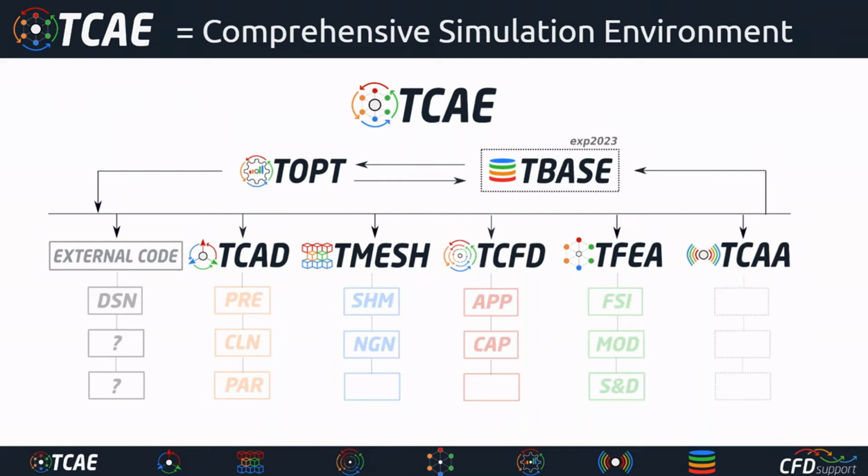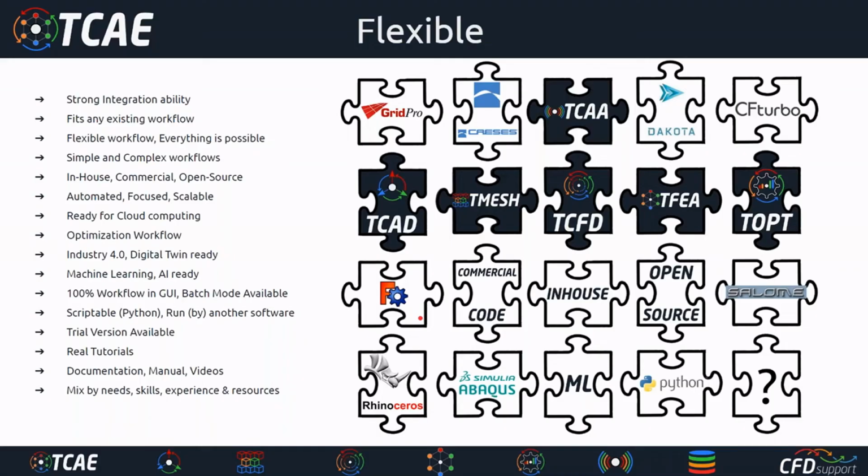There are a couple of principles we follow. Number one principle is we want to keep it as flexible as possible. So TCAE is definitely very flexible. It fits any existing workflow. The engineers can use it according to their needs, skills, project goals, requirements, users' experience, and also resources available. For example, users can use just the CFD engine or the FEA engine, or use everything together as one big complex workflow.